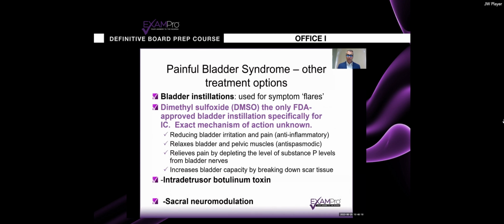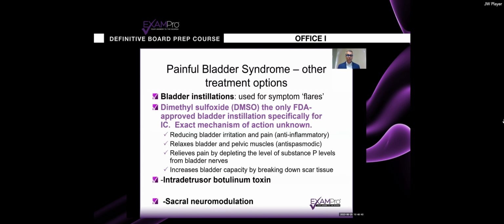I talked about the fact that topical treatments can be used. Bladder instillations, there are multiple ingredients that can be added to these preparations. Some include local anesthetics, and there also are some refractory cases where a specialist might use intradetrusor Botox or sacral neuromodulation.